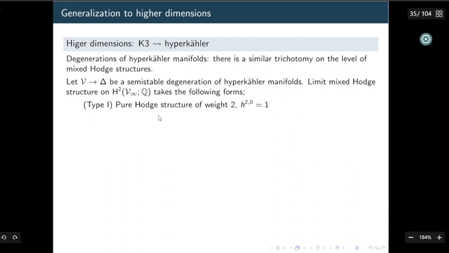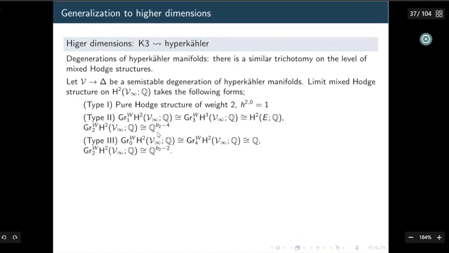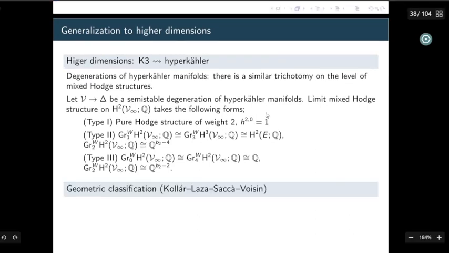In type 1, the limit mixed Hodge structure is always just going to be pure. In type 2, you get exactly the same breakup as before, except you just don't know what the thing in the middle is, what the second weight graded piece looks like. And in type 3, you again get the same type of structure as before. So why do you get this? This is just some statement about how Hodge structures can degenerate. Weight 2 Hodge structures with h^{2,0} equals 1. This is how they degenerate. Okay, so this is just very broad classification type stuff.